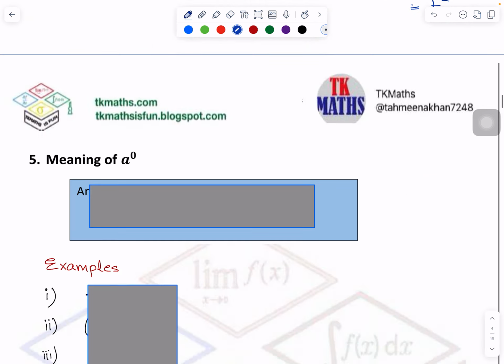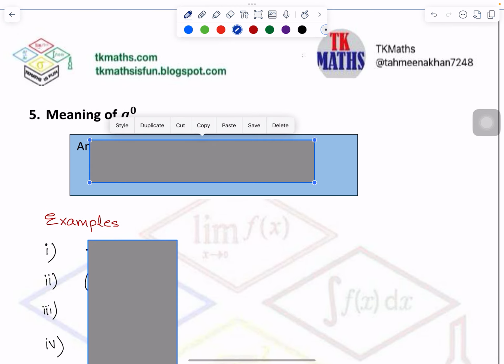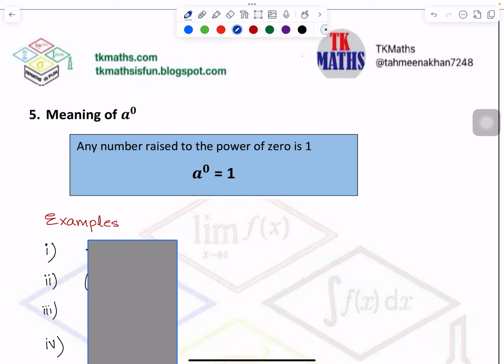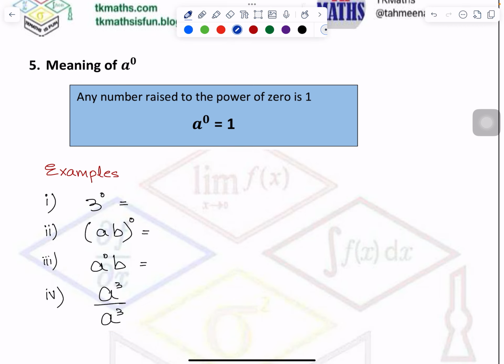Right. So now the last rule, which is power 0. Anything to the power 0 is always 1. So for example, if you see here, 3 power 0 is 1. In the bracket, no matter what is written, because there is power 0 on the top, it means 1. In the third case, a power 0 is 1. 1 times b is b.